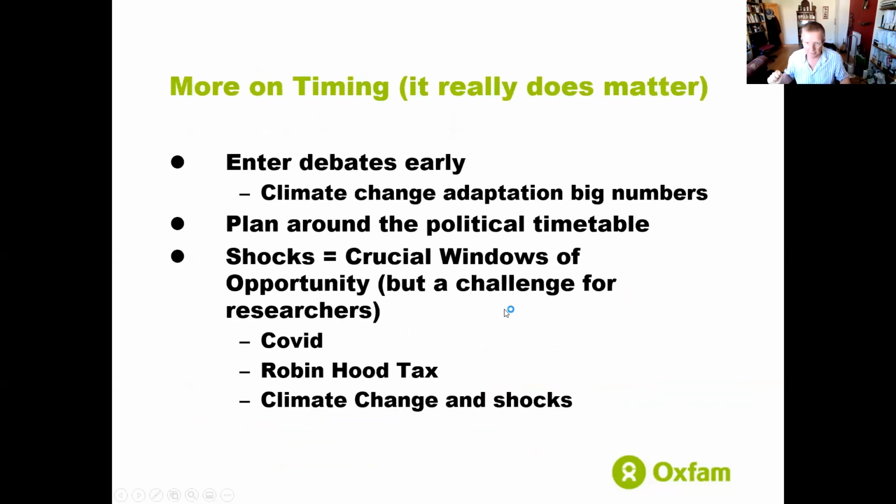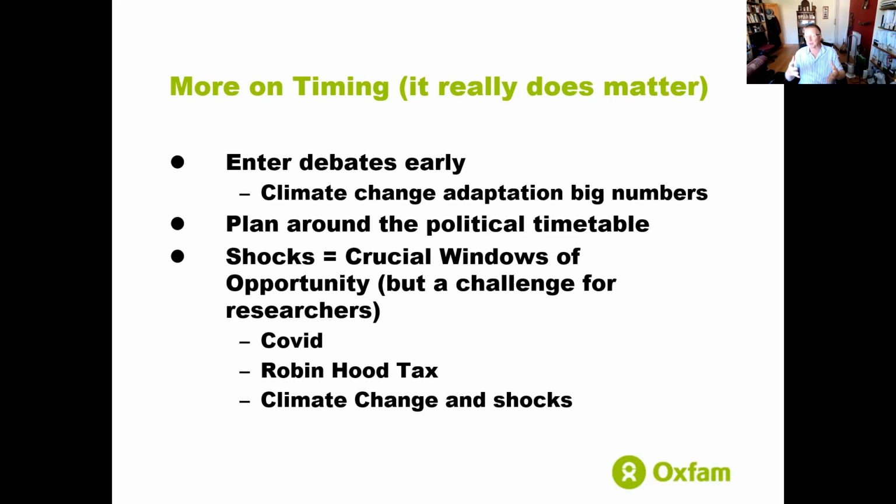Timing really does matter. Get in early, get in on a new issue. Geoengineering, for example, is just coming up. It's an issue which is worrying a lot of people, but also exciting a lot of people. Now is a good time to get involved if you know anything about geoengineering and say, this is what we need to do, these are some of the problems. You can shape it now, when in 10 years' time it will be too late.